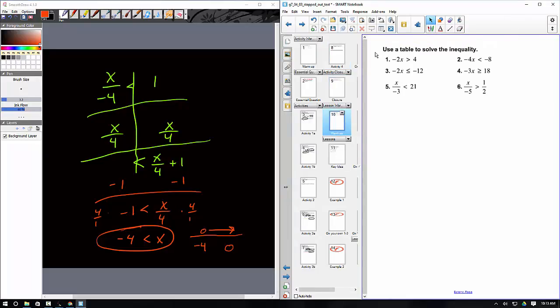All right, so now we're going to solve these inequalities. It says use a table to solve. So pause this for a moment and give this a try.